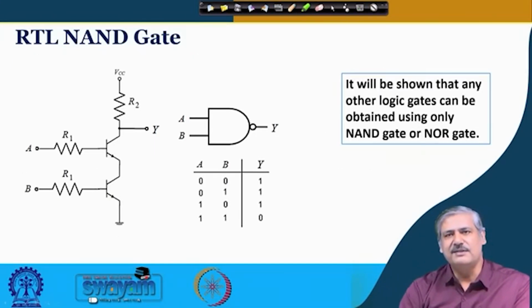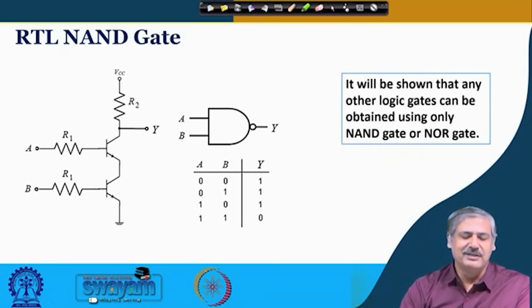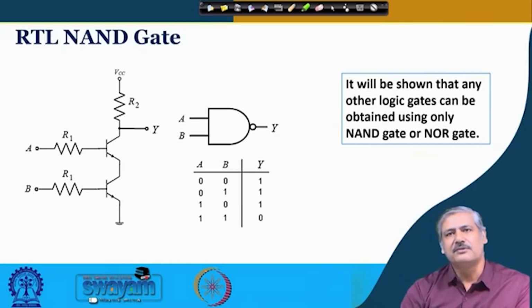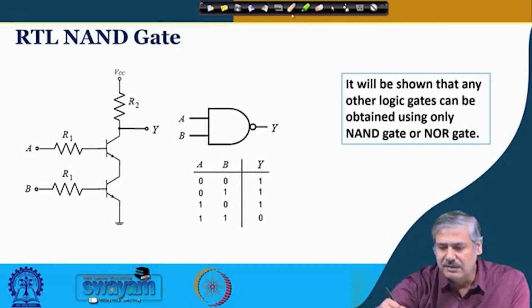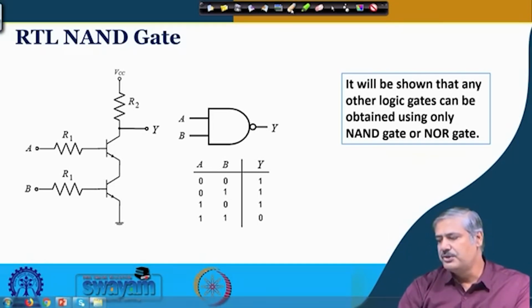Now, let us look at this circuit. How does this circuit work? Earlier, what we had seen, the transistors, the input inverters were in parallel. Now, what you see over here, they are in series. Okay. So, when they are in series, what happens?